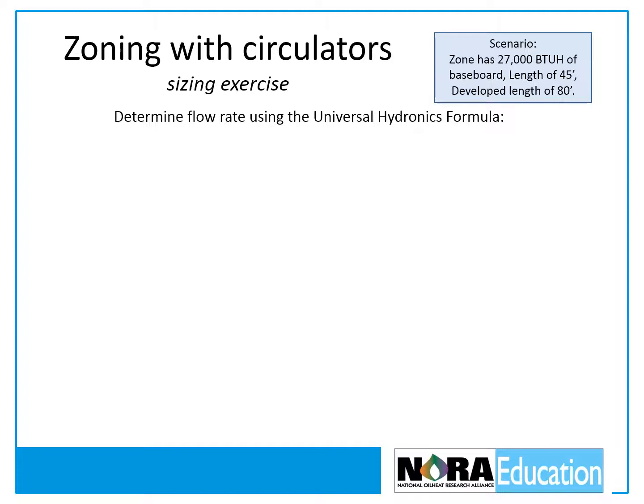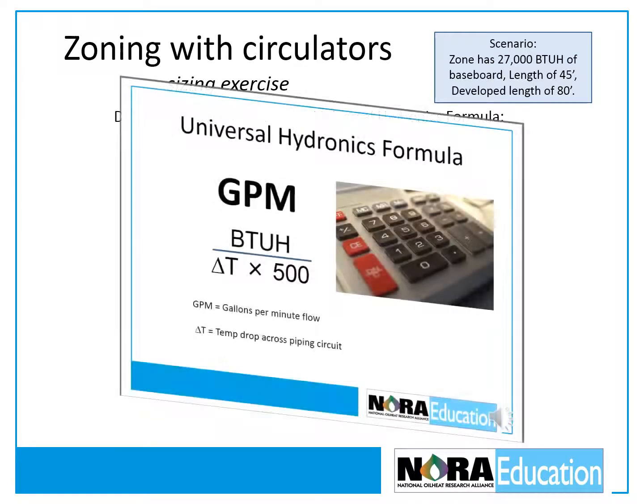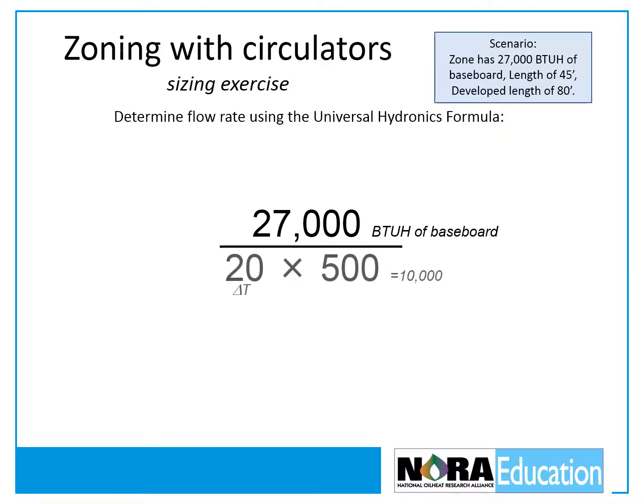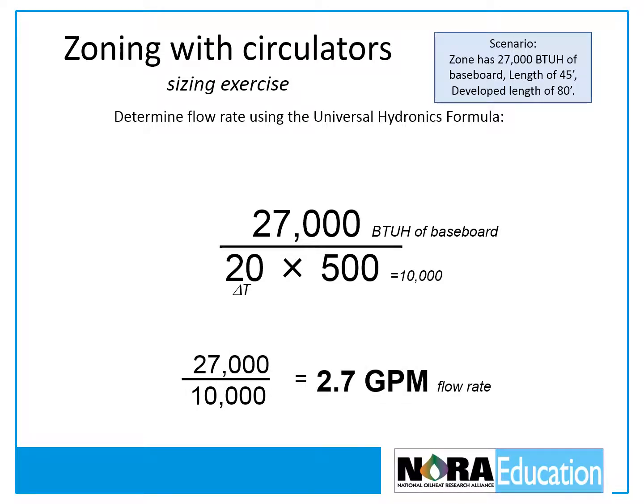First, we need to find our flow rate. So let's remember that flow rate is determined by using the universal hydronics formula. And to review, the gallons per minute is achieved by the BTUs per hour divided by the delta T times 500. So in this case, we have 27,000 BTU of baseboard. We divide that by our delta T of 20 times 500. This gives us 2.7 gallons per minute flow rate.